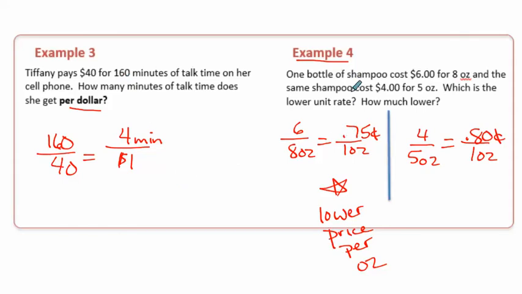Okay, over here, if you look at it, this one was 75 cents per ounce. This one was 80 cents per ounce for 1 ounce. So that means this one is the lower price. Okay, so whatever this bottle is, that one is the cheaper price per ounce.